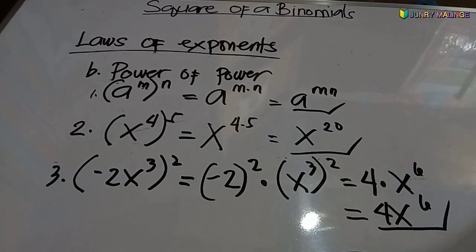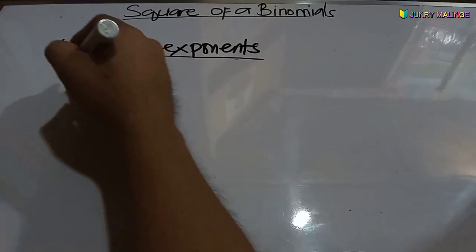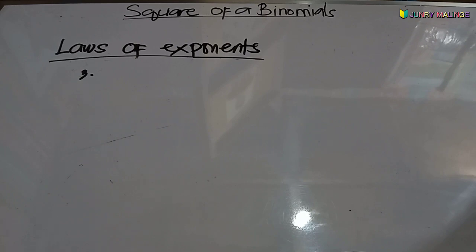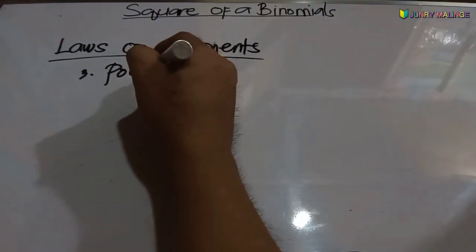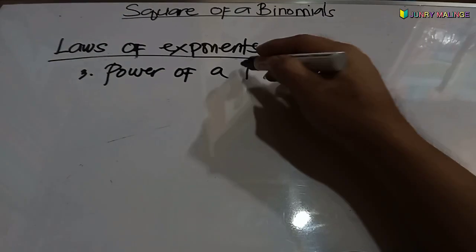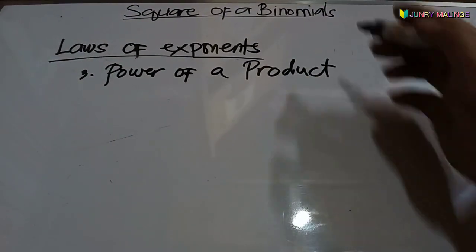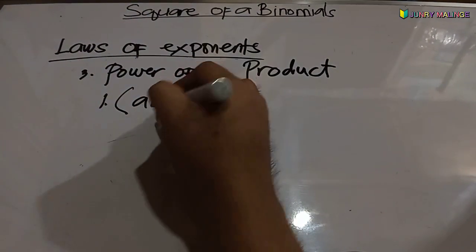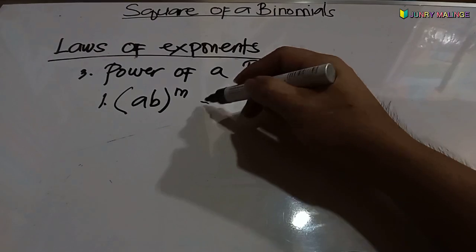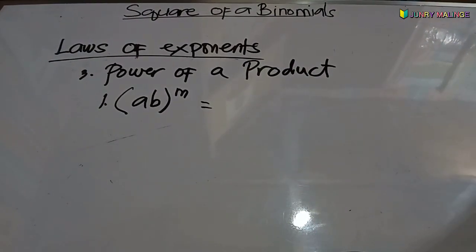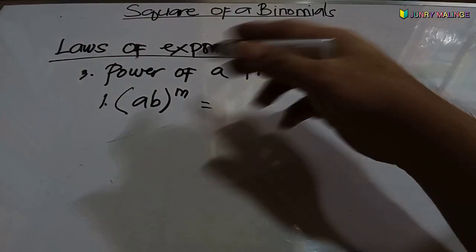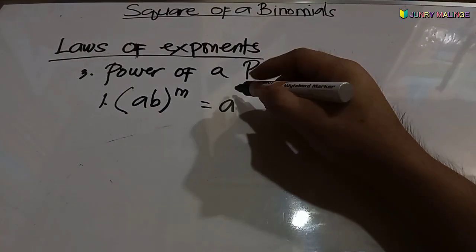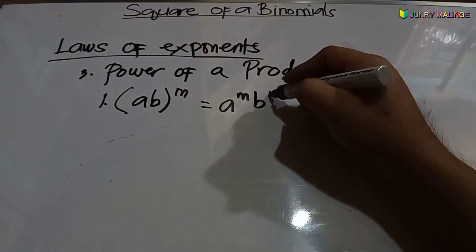Nakuha. Okay, let's proceed. Laws of exponents, number 3. Ayan, pangatlo. Mayroon tayong power of a product. Paano natin ito maisosolve? Halimbawa, tulad nito. Meron tayong the quantity of ab raised to m. So now, paano natin ito maisosolve? We're going to distribute our exponent to our a and b. So we have a raised to m and b raised to m.